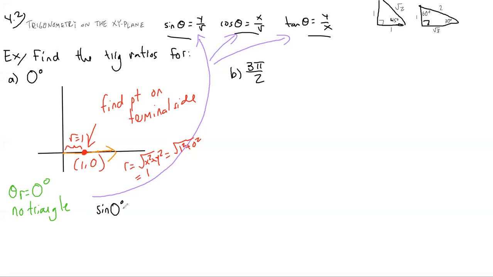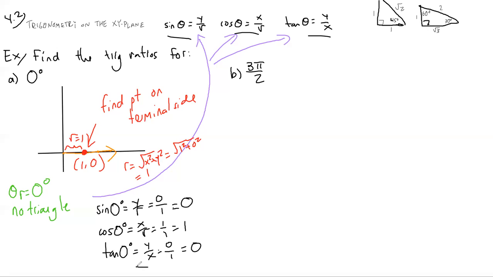Sine of 0 degrees is going to be y over r, which is 0 over 1. Cos of 0 degrees is x over r, which is 1 over 1. And tan of 0 degrees is y over x, which is 0 over 1. So these things are still completely defined, even though we don't really get triangles out of it. The behavior is still going to be consistent with the formulas at the top there.